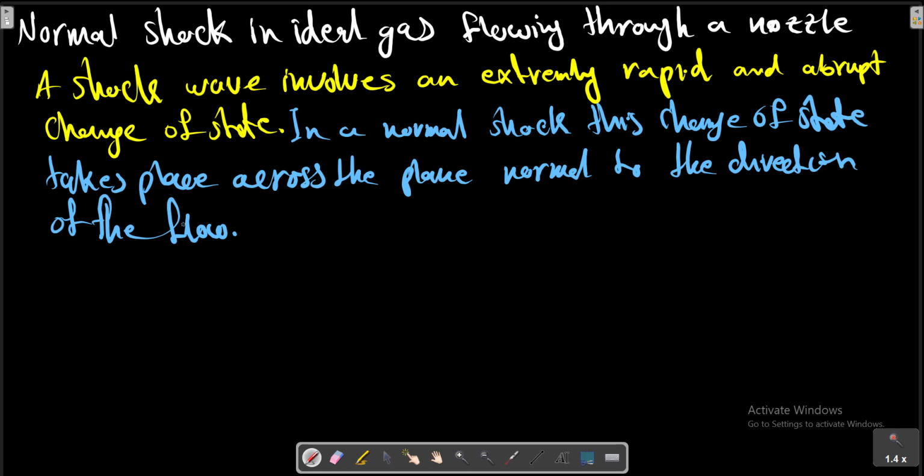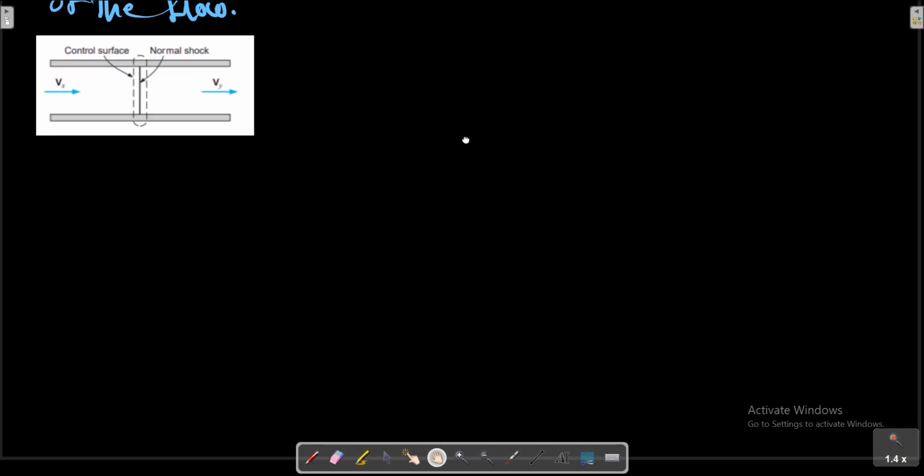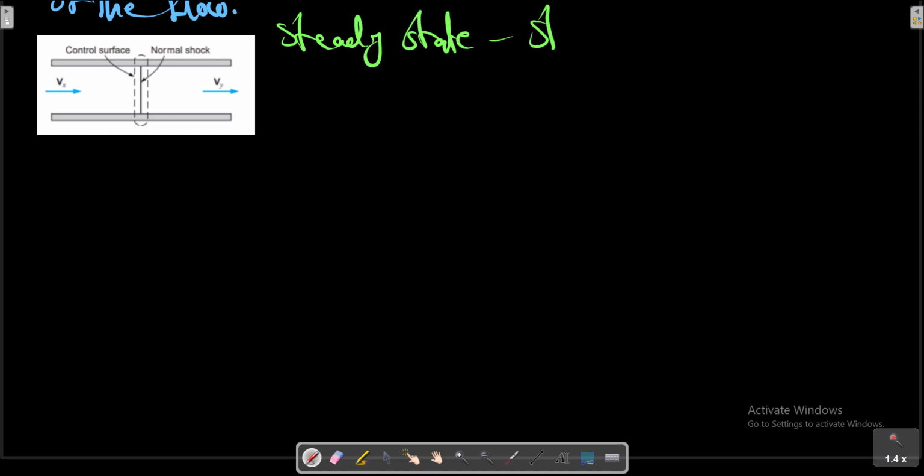This figure shows a control surface that includes such a sharp normal shock. We can now determine the relations that govern the flow. Assuming steady state, steady flow, we can write the following relations.